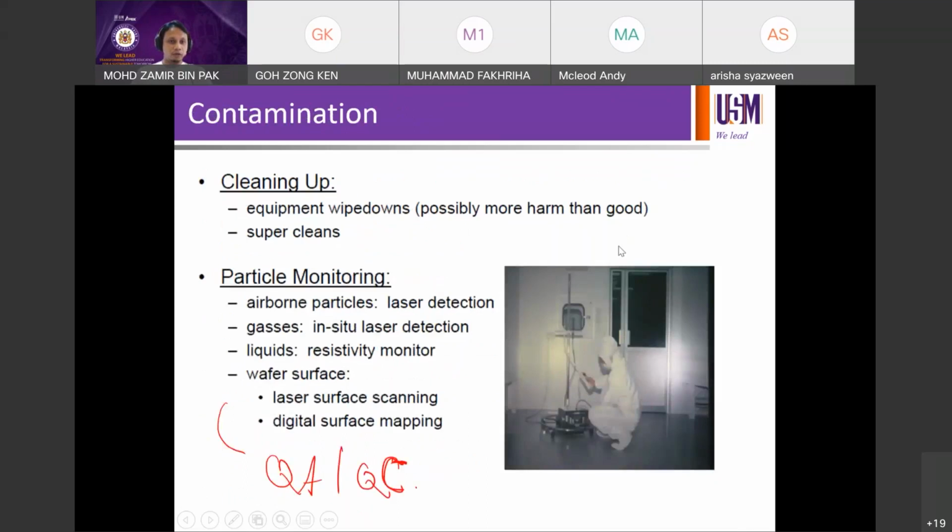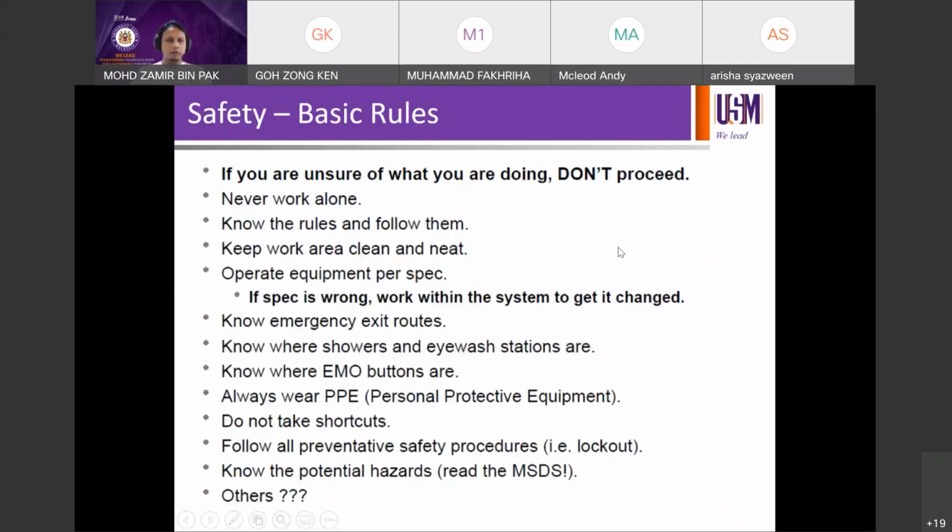So there are a few basic rules. I think I'm almost done over time. So there are a few basic rules that you'll be introduced when you join a wafer fab. Okay, I think the same goes to some other industries as well. Back-end semiconductor, electronics, and other industry pun sama. Tapi just to be specific, if you are unsure of what you're doing, don't proceed.